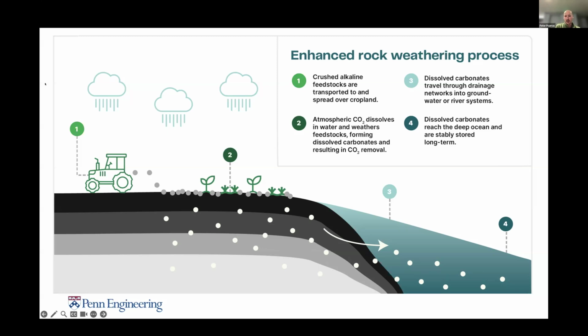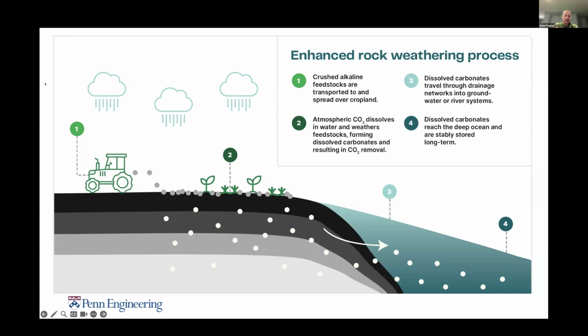So the enhanced part here is how can we make this happen faster? And how can we do that in a verifiable way? I think that is part and parcel of a kind of responsible deployment of these technologies, that we have an ability to measure that they're doing what they say they're doing.